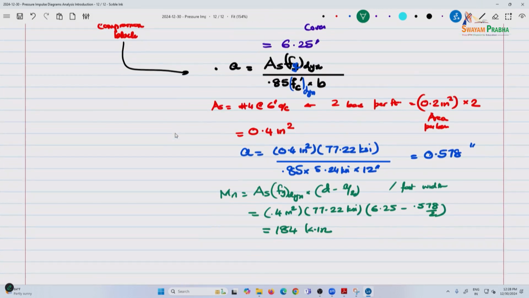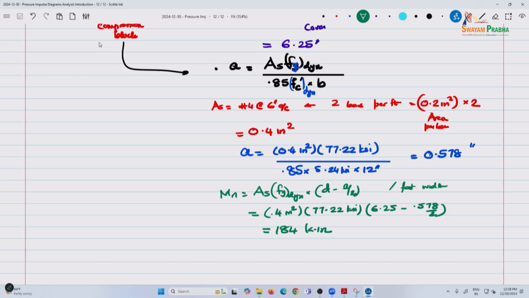The process is the same to calculate Mn here also, more or less. You use the Whitney block here also. There is another way to calculate the compression force. Provisions are a little different, coefficients are different. So the Whitney block for us, that 0.85 is the coefficient to convert that non-linear concrete to a rectangular block.